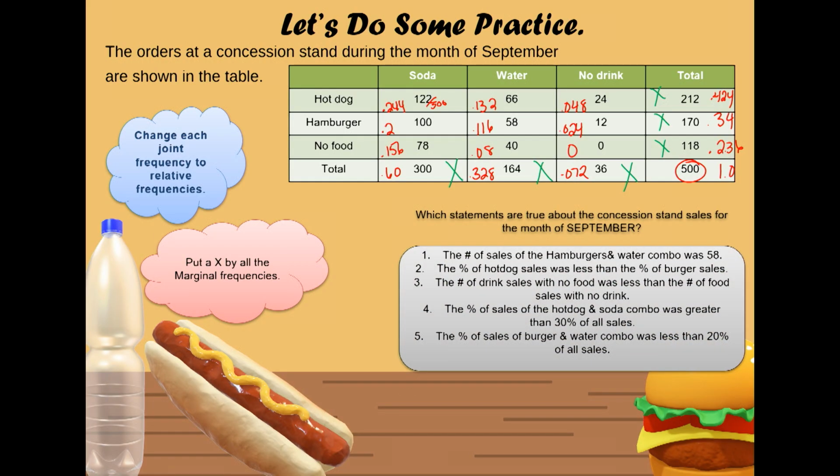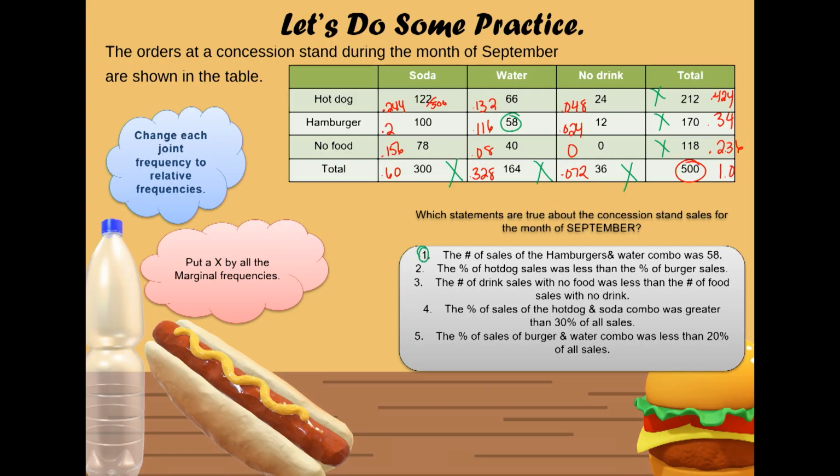So here we go. Which statements are true about the concession stand sales for the month of September? Number 1, the number of sales of hamburgers and water combination was 58. Is that true? So I'm going to go over here to hamburgers and then run all the way over to water. Well, it is 58, so this one is true.